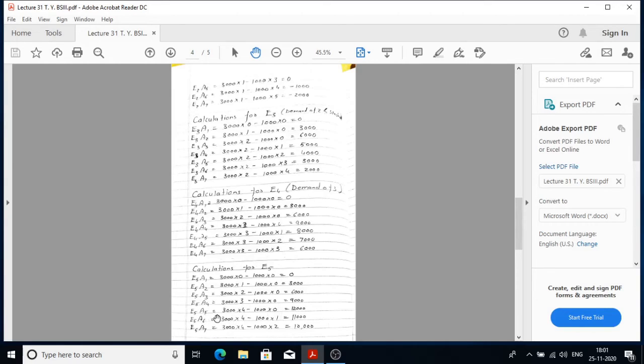E5, A5. So stock of 4 and demand of 4. So 3000 into 4, that becomes 12000.